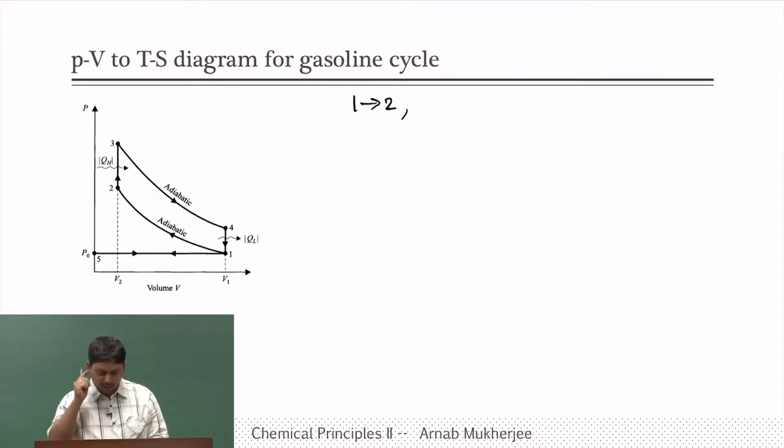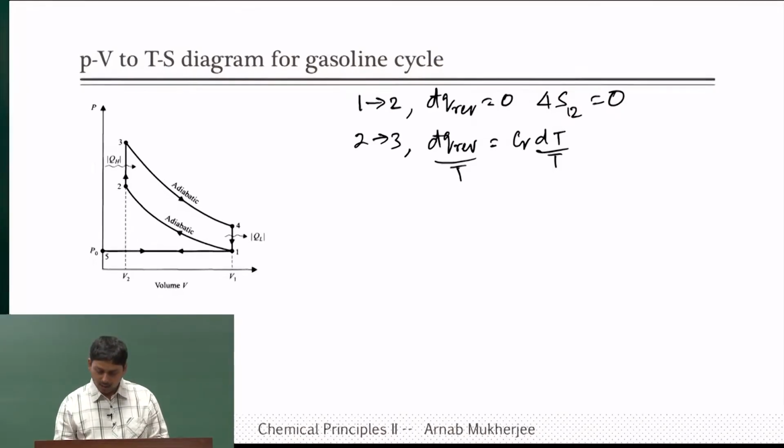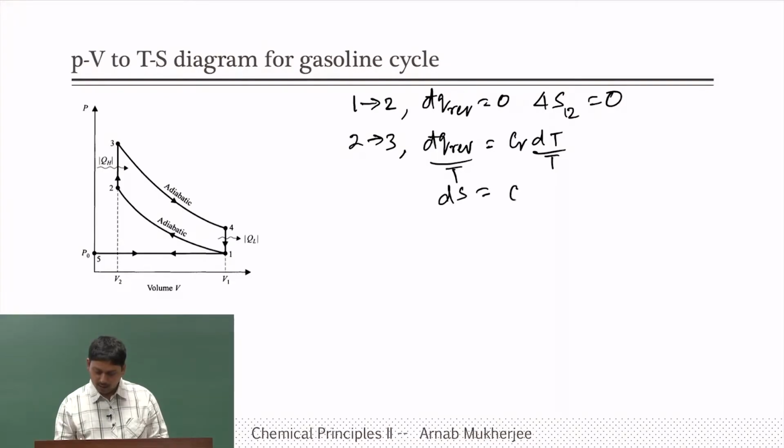In an adiabatic step, dq reversible is going to be 0. So, therefore, change in entropy is going to be 0. Now, 2 to 3 is an isochoric step. In an isochoric step, dq reversible we know is Cv dT. So, therefore, dq reversible by T is Cv dT by T, and therefore, dS is Cv dT by T, and S 23 is Cv ln T, and since we are going from T2 to T3, it should be Cv ln T3 by T2.